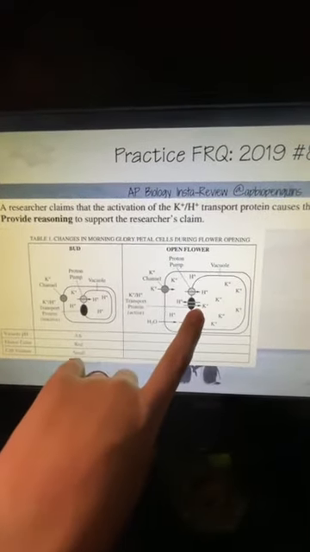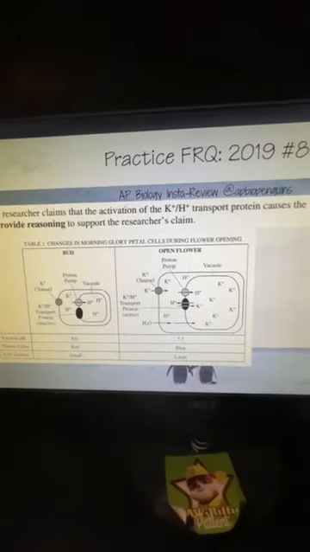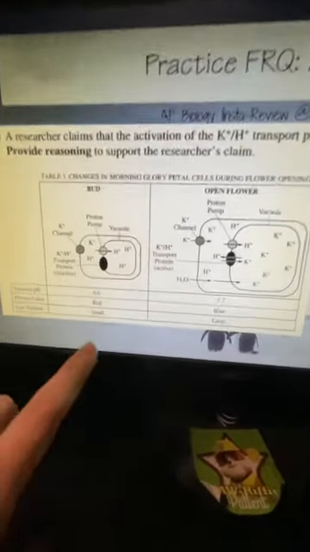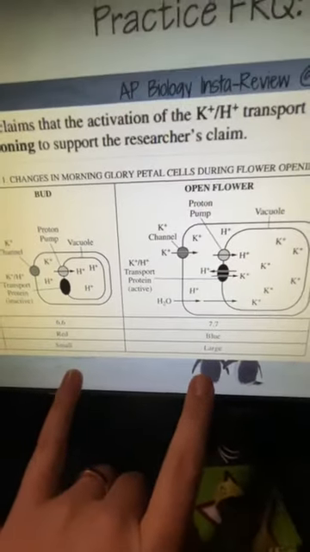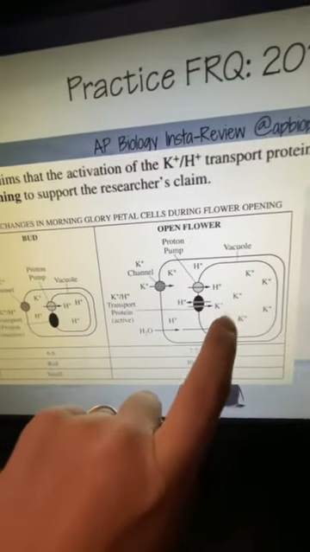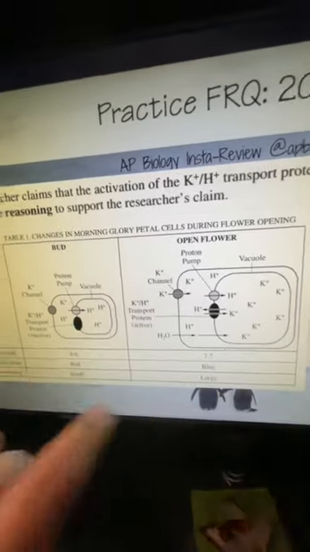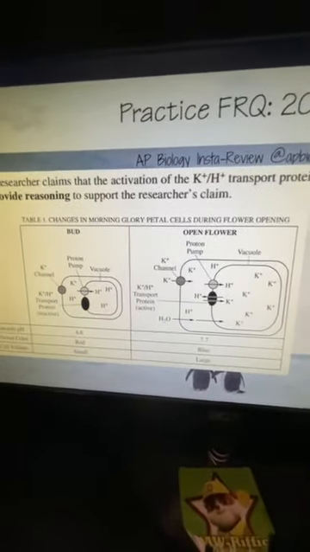So the second part, did I answer the rest of that question? I did. So the second part of this question says that a researcher claims that the activation of the transport protein causes the vacuole to swell with water, provide reasoning. So first thing you can look at is, here's small and here's large. When it opened, now I see that this has a higher amount of volume. So what had to happen? Why did this swell with water?